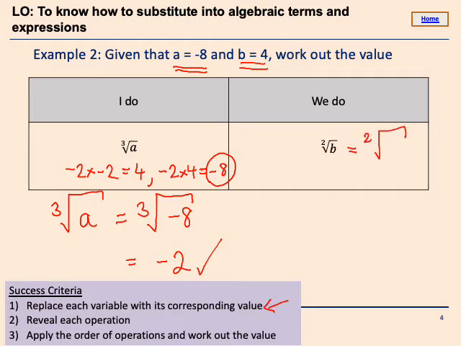Okay, so here we go. So we're substituting in our corresponding value for the variable. So our b is 4. So basically, what is the square root of 4? So what number times by itself gives us 4? We know that's 2. So again, give yourselves the mark if you got that right.